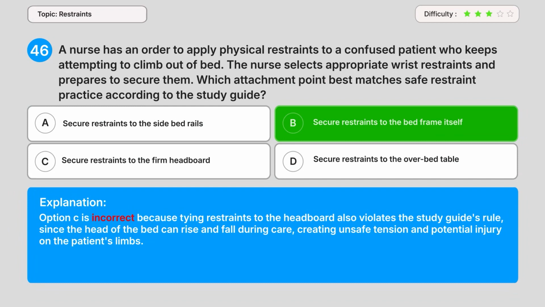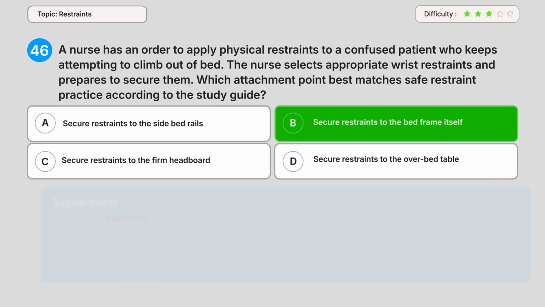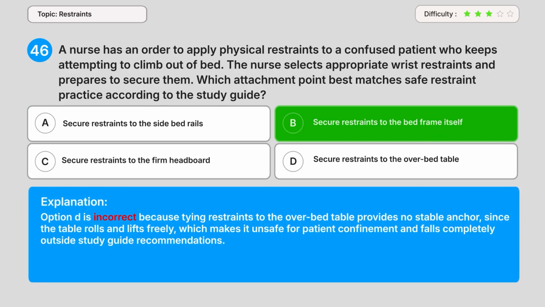Option C is incorrect because tying restraints to the headboard also violates the study guide's rule, since the head of the bed can rise and fall during care, creating unsafe tension and potential injury on the patient's limbs. Option D is incorrect because tying restraints to the overbed table provides no stable anchor, since the table rolls and lifts freely, which makes it unsafe for patient confinement and falls completely outside study guide recommendations.